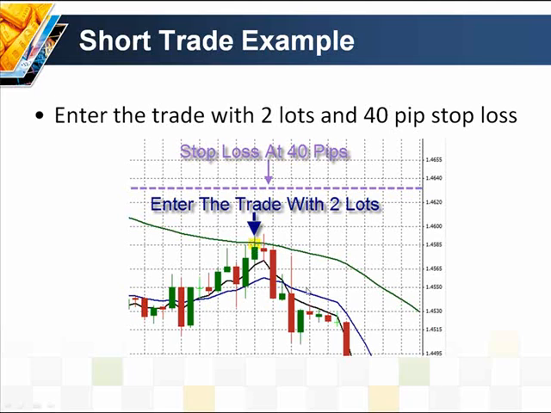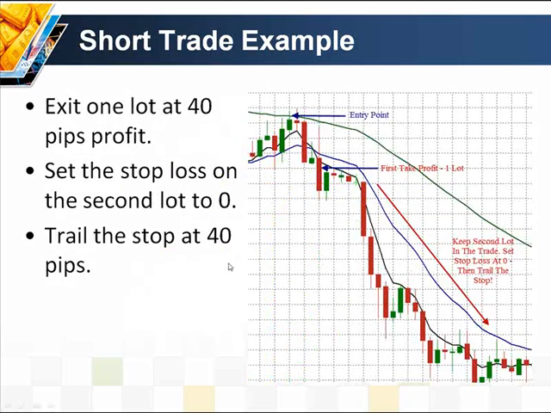We enter short with 2 lots, and we set a stop loss 40 pips behind. Once we're in the trade, we exit 1 lot. Our first take profit level is set to 40 pips ahead, so the trade goes in our favor, and the first lot gets automatically exited with our take profit level of 40 pips.